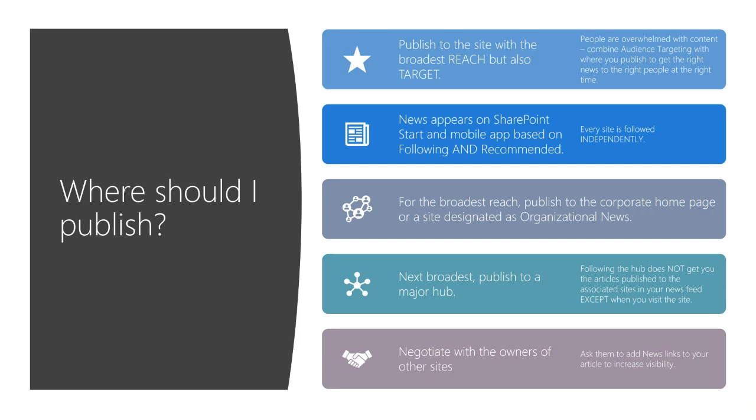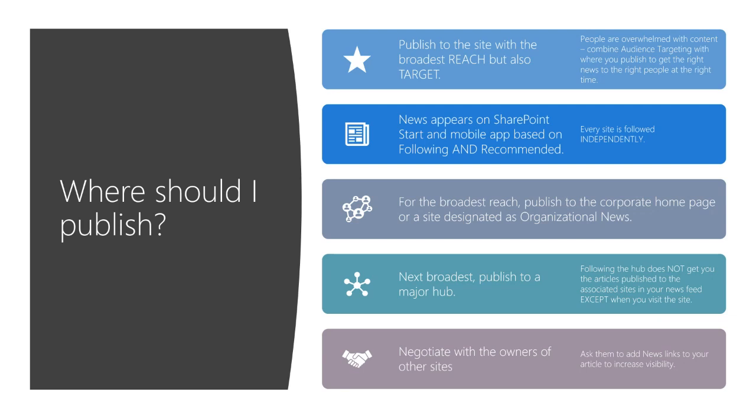And the other thing you can do, if you want to promote one of your articles but you don't have the ability to publish on that target site, is you can send the owner of that site a URL and ask them to post a news link to the article on your site.